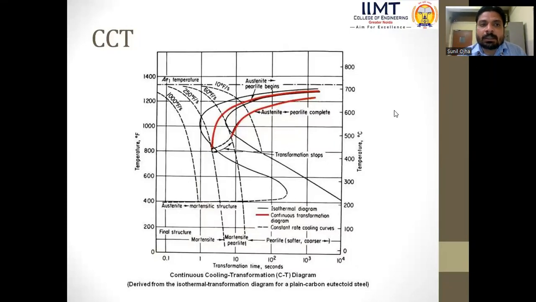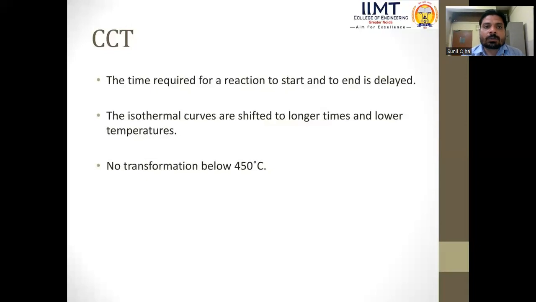You can see in the continuous cooling transformation diagram, it shows the time required for the reaction to start and the delay. That is, what transformation time is required to start the reaction and how it is delayed. The isothermal curves are shifted to longer times and lower temperatures. No transformation below 450 degrees centigrade.